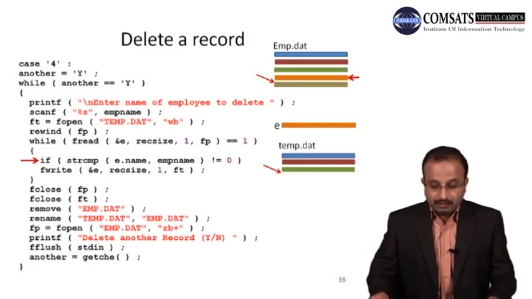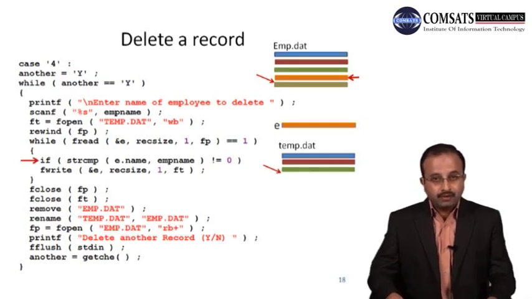We said at the start that we assume the user wants to delete this orange record, and now the condition in the if is strcmp of e dot name and emp name. So both the names are equal, so strcmp returns 0. So 0 is not equal to 0, the condition is false, so it won't execute the fwrite statement. So it won't write, rather it comes to the while loop again, because the condition in the if is false.